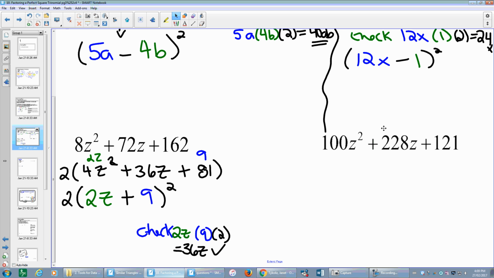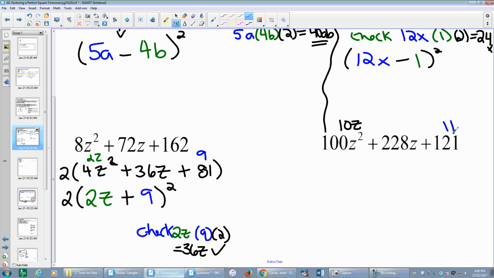Okay, my next one here. I noticed that my first term, can I take the square root of it? Yes, I can. I get 10z. Can I take the square root of my last term? Yes, I can. I get 11.